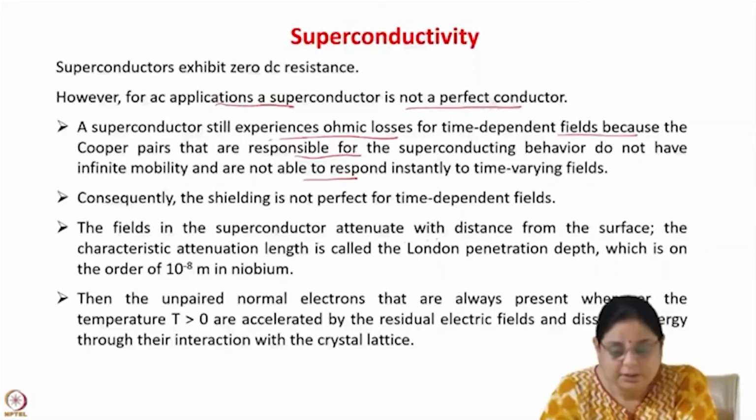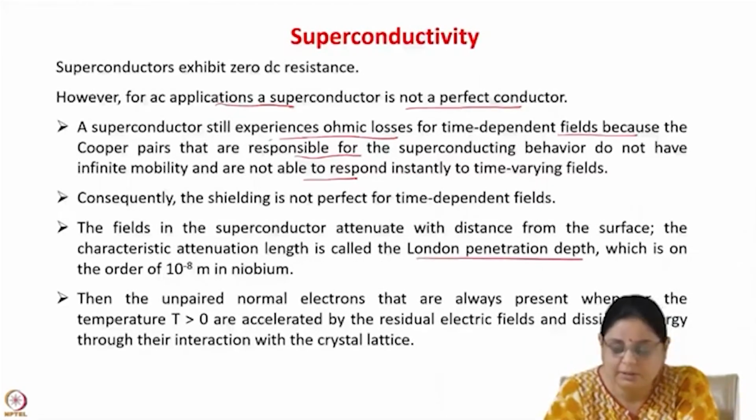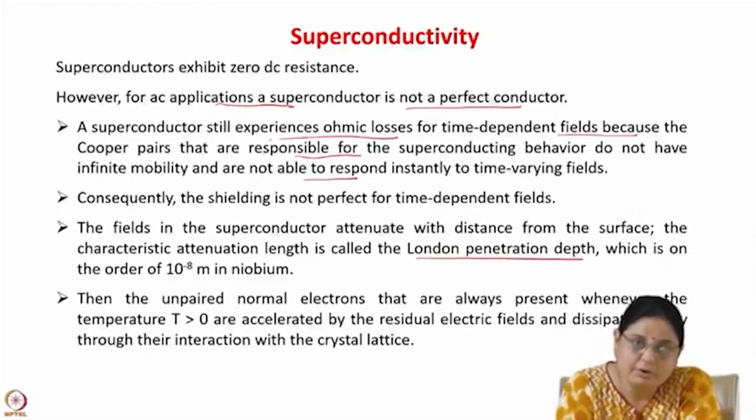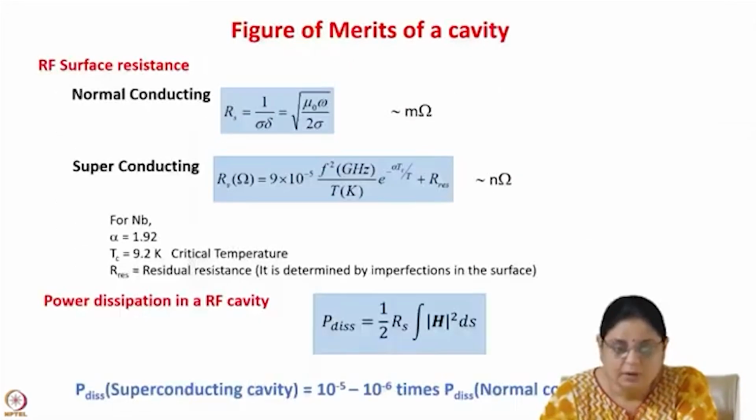The fields in the superconductor attenuate with distance from the surface, and this characteristic attenuation length is called the London penetration length, which is of the order of 10 to the power of minus 8 meters in niobium. Niobium is generally used for making superconducting cavities. So then the unpaired normal electrons that are always present whenever the temperature is greater than 0 are accelerated by the residual electric fields and they dissipate energy through their interaction with the crystal lattice.